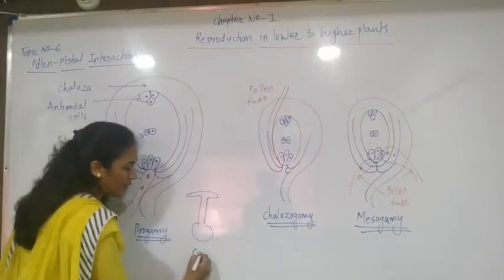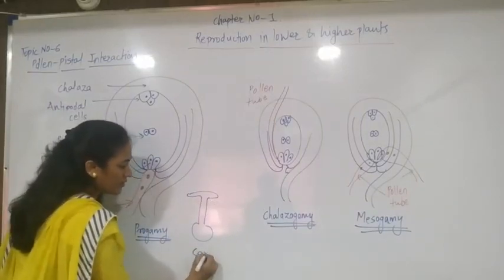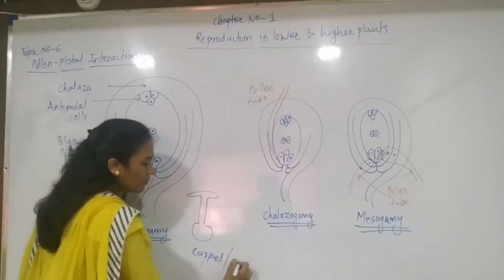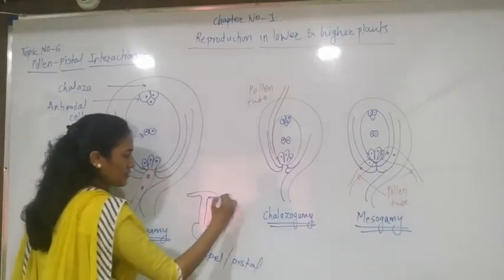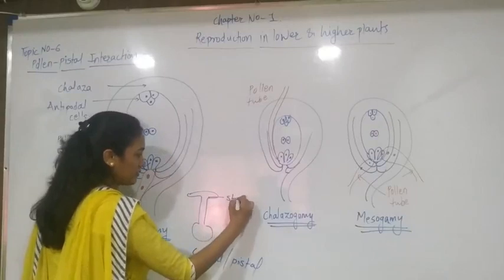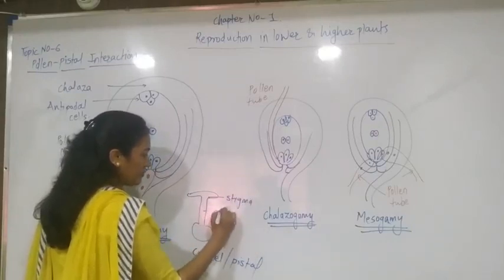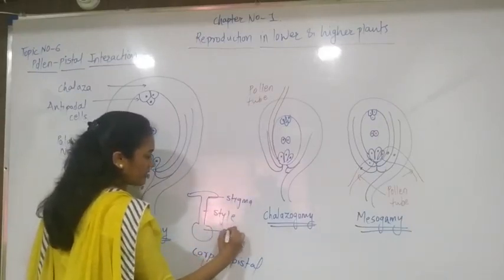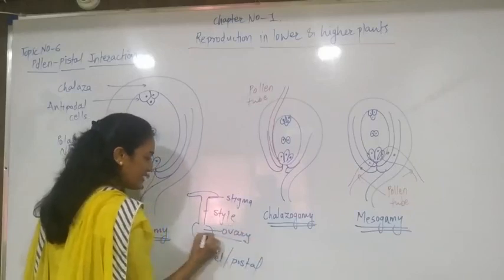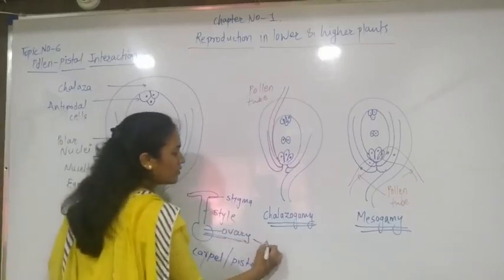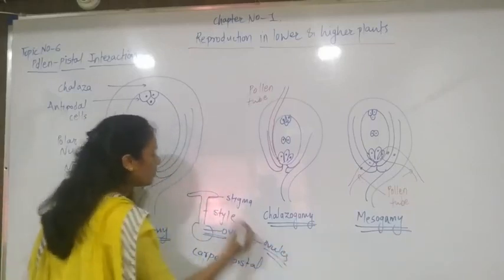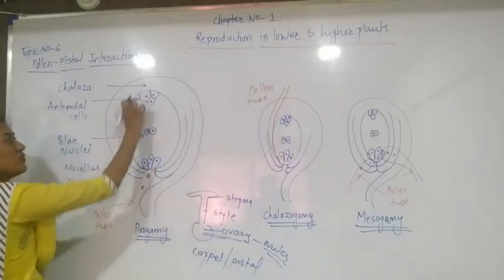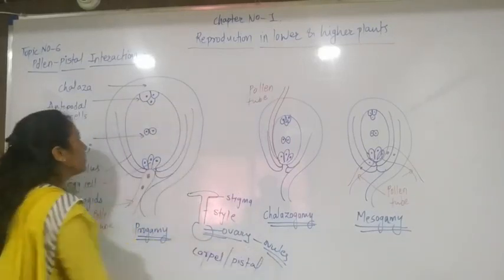Gynoecium. The single unit is called a carpel or pistil. This is the stigma, the style, and inside that the ovary is present. And inside the ovary, ovules are there. And the ovule, this is the single structure of one embryo sac, that is nothing but the ovule.